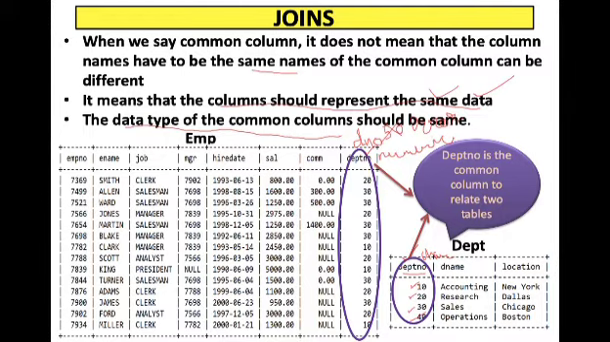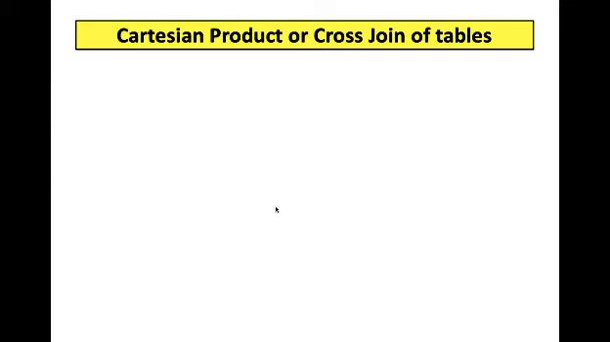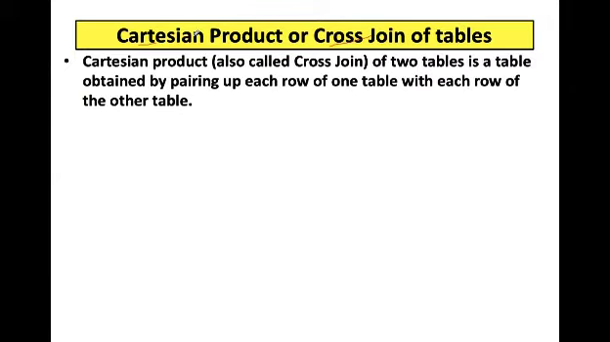I hope up till here the concept of common column is clear. Let us start with the first type of join in MySQL, that is Cartesian product or cross join. These terms are used interchangeably. You can refer to it as cross join or Cartesian product. Now what happens in the Cartesian product of two tables, or cross join of two tables?